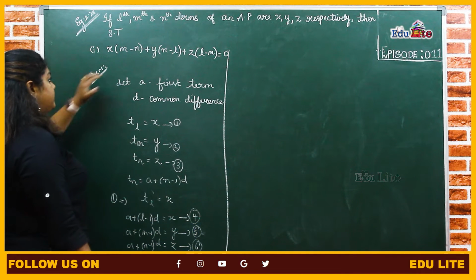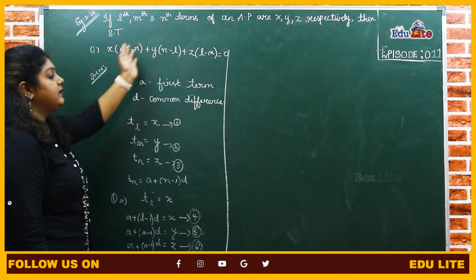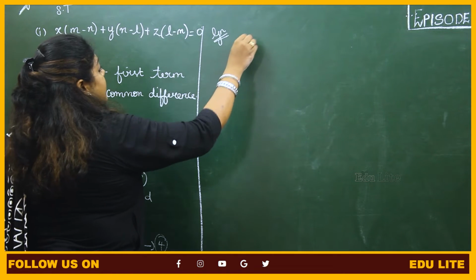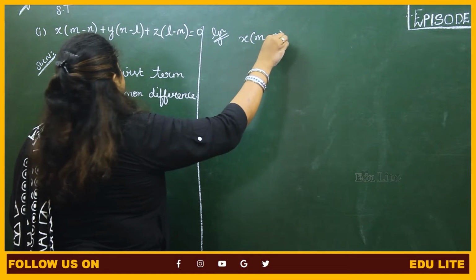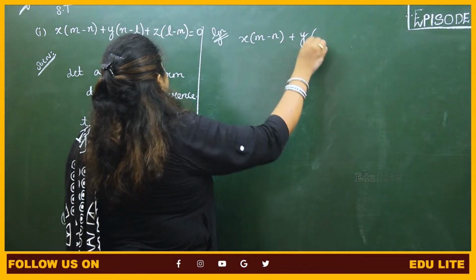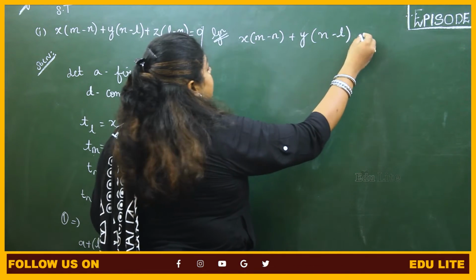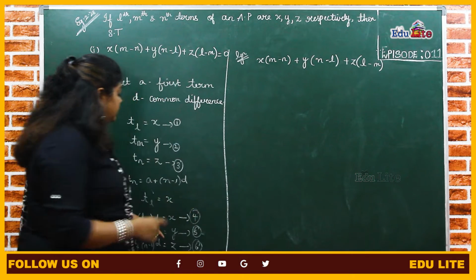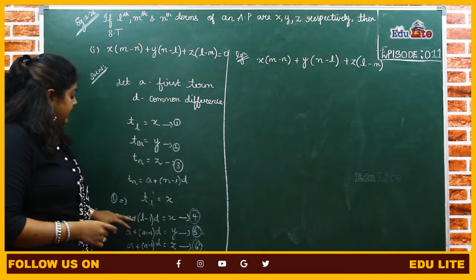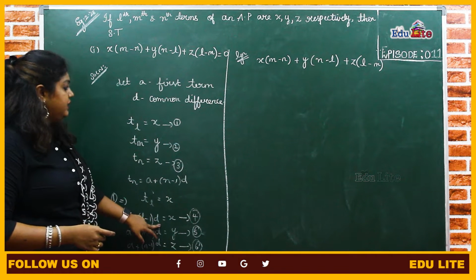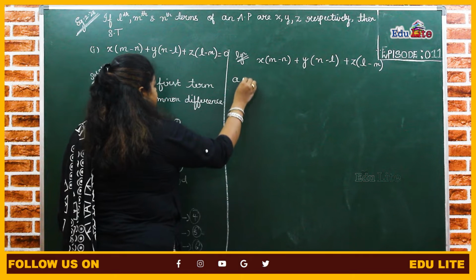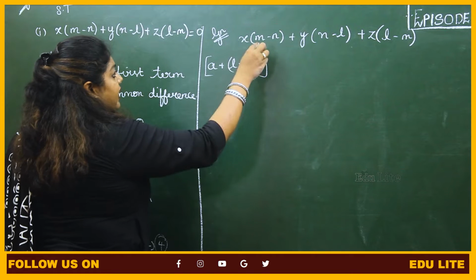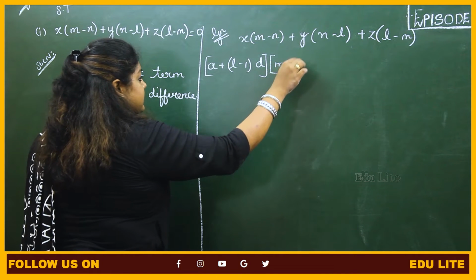Now we will consider the given problem. We will consider the left hand side, and we will bring the right hand side, which is 0. What is given is, left hand side is x into m minus n plus y into n minus l plus z into l minus m. The x value, according to the given hints, we got as a plus l minus 1 into d. So, I am going to replace x with a plus l minus 1 into d. This is x, and we have m minus n.